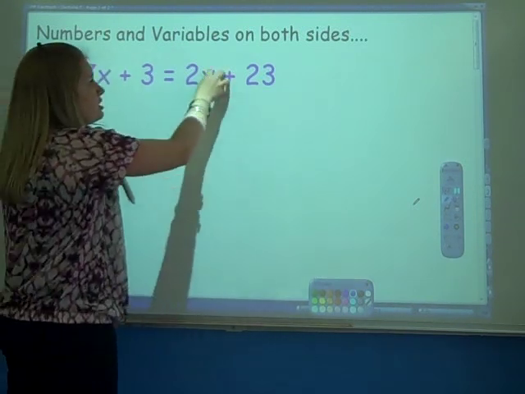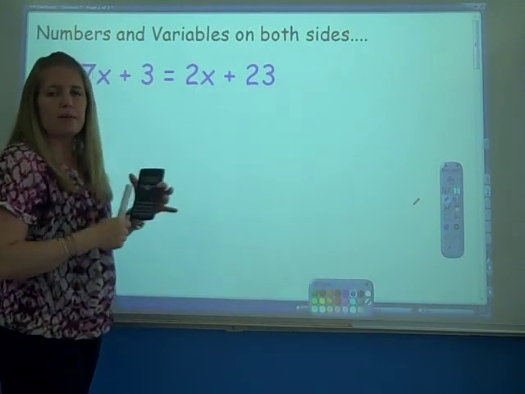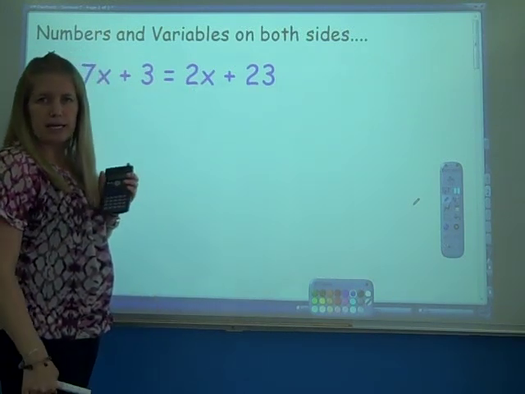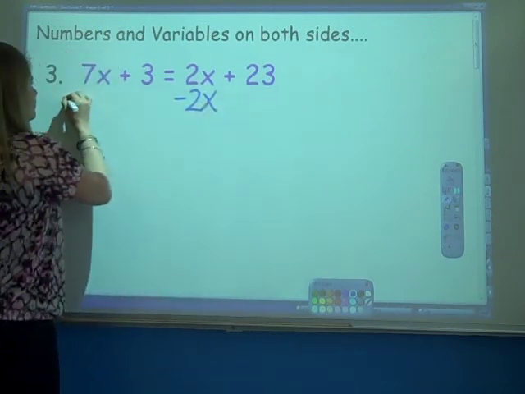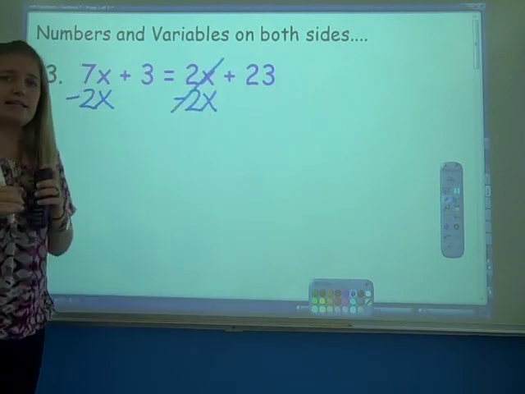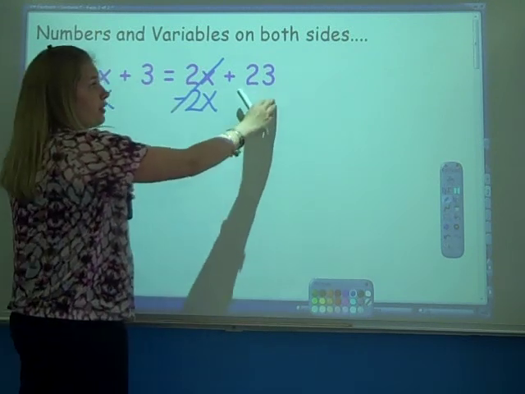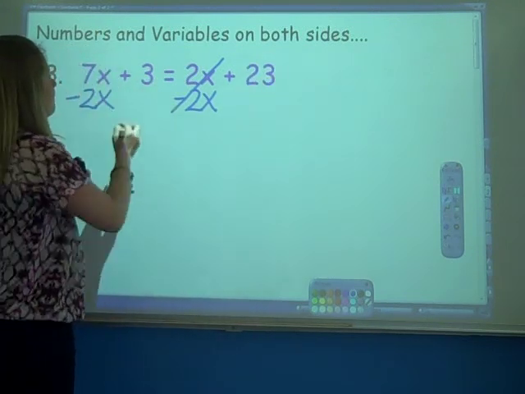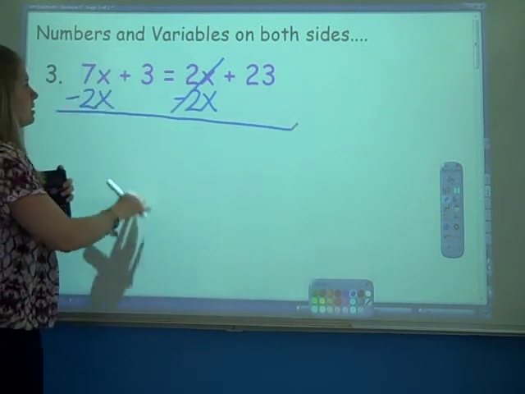You can go this way and bring the 7 to the 2, but you're going to end up with a negative variable, and I prefer not to work with negatives when possible. So if I bring the negative 2x over here, that'll cancel out. At the same time, I'm going to get rid of this plus 3 and bring it over there as well. Actually, you know what? I'll do that on the second step so that you guys can get used to this.